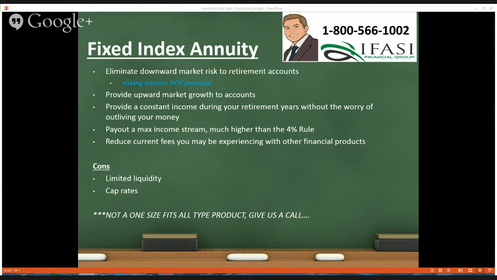Now, fixed index annuities are fairly new. When they were first implemented in the early 90s, they had a lot of problems. They had a lot of cap rates, and you might have heard a lot of bad press. And I really think that because of the bad media attention, there have been changes to fixed index annuities, and some carriers and some contracts out there currently are very favorable for an individual situation, especially compared to other financial products out there. But once again, the most important thing is that it eliminates downward market risk to retirement accounts.